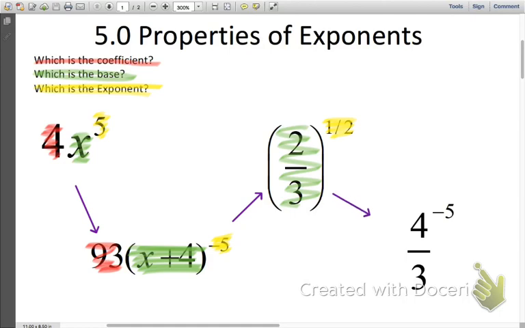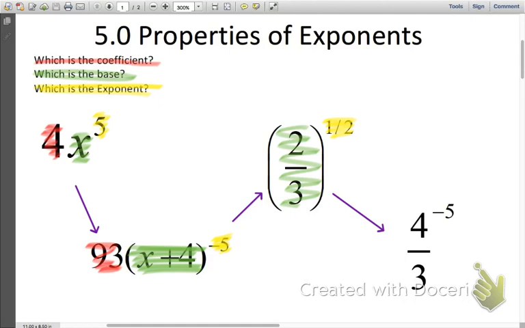Last one. I have 4 to the negative 5th, and it's all divided by 3. Now, this one's a little tricky. First off, let's go a little bit backwards. Is there a coefficient? I see heads shaking no. I hear somebody say yes. Is there a base? Yeah, what is it? Is it the 4/3 or is it the 4? It's the 4. Why is it the 4? Because it's being multiplied by the exponent.